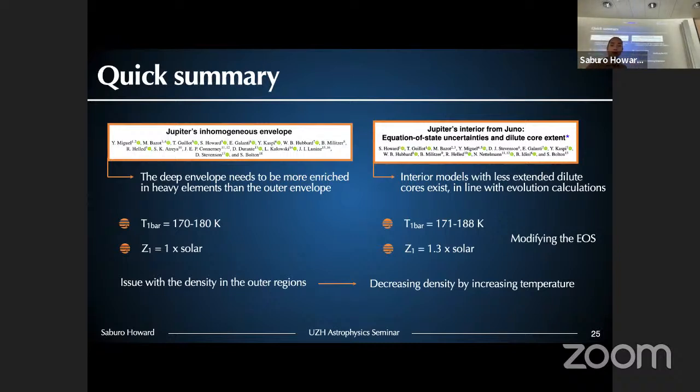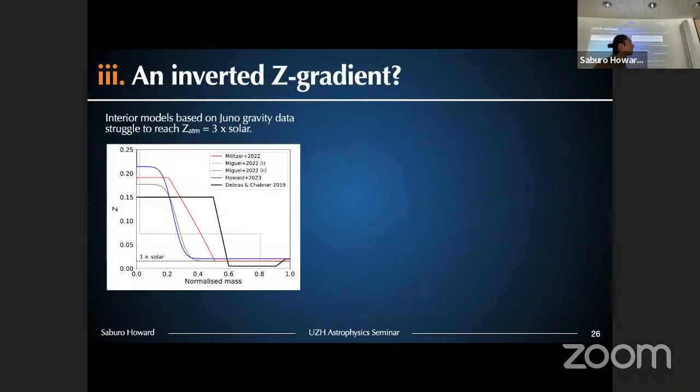But I acknowledge that it was not very conclusive. And so another possibility to decrease this density in the outer region is to simply decrease the heavy element content in the outer region of the planet. And this leads us to this hypothesis of an inverted Z gradient that I already mentioned at the beginning.